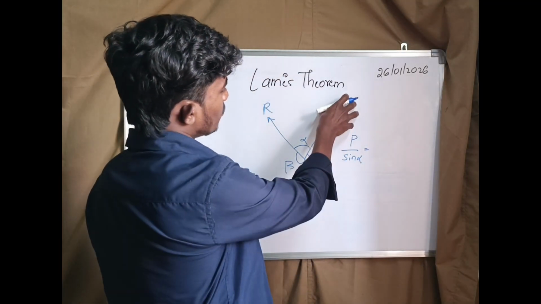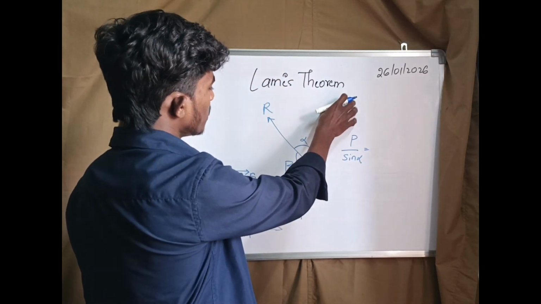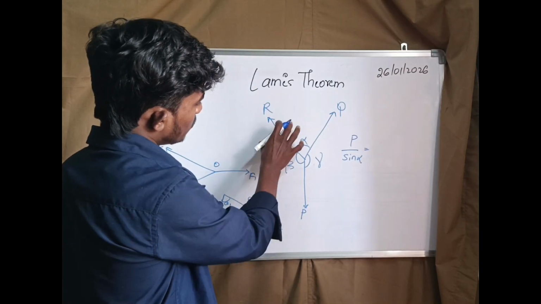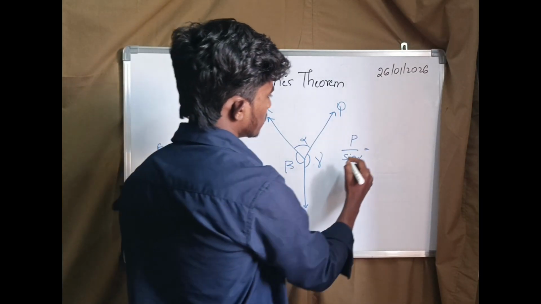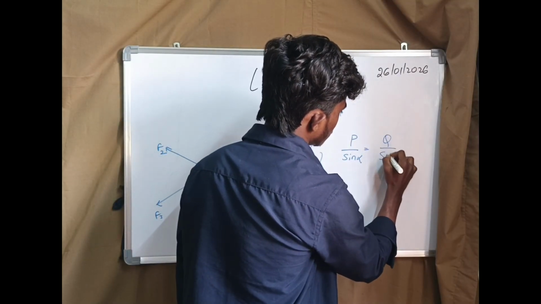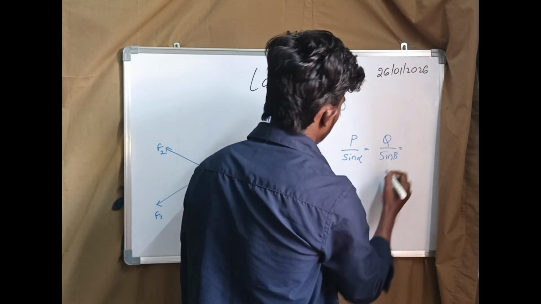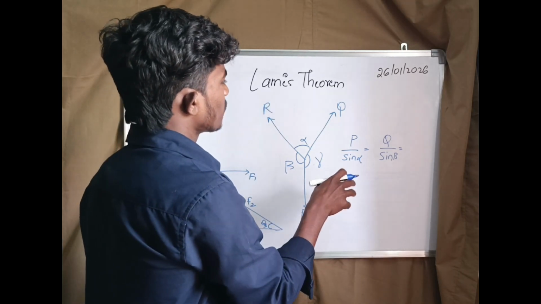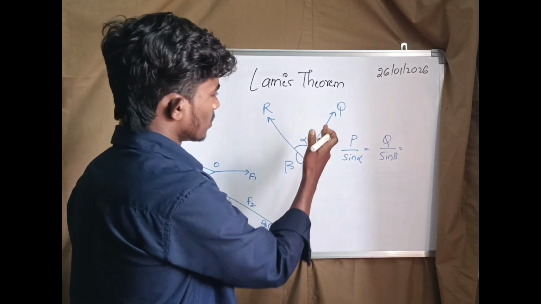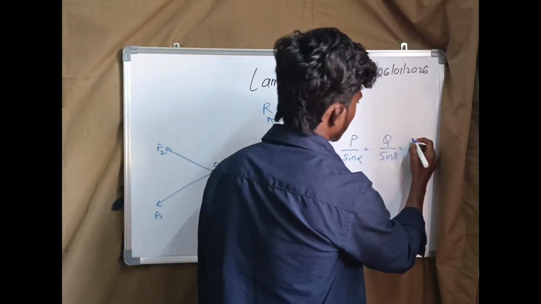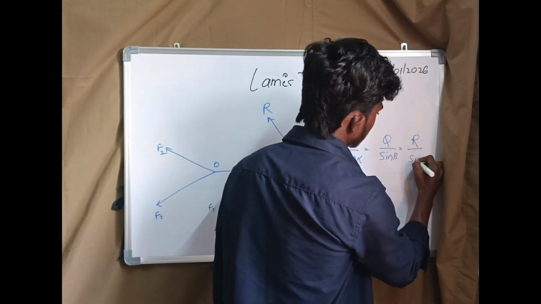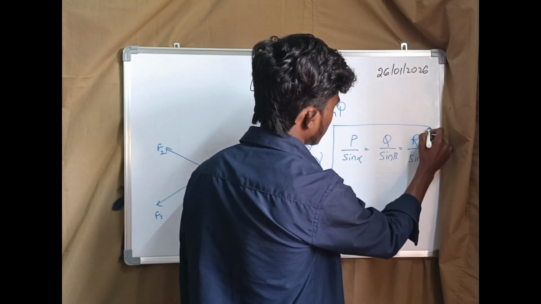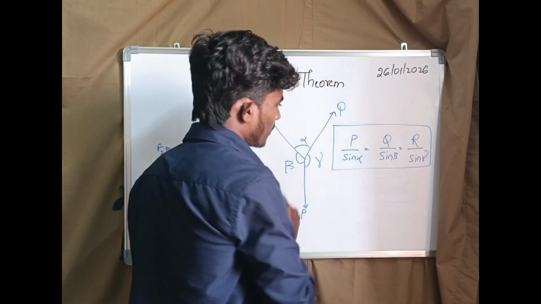If we take force Q, it is proportional to the sine of the angle between the other two forces, that is Q by sine beta. And the final one, the force R is proportional to the sine of the angle between the other two forces, that is force Q and force P. We can write R by sine gamma. This is the mathematical formula of Lami's theorem.